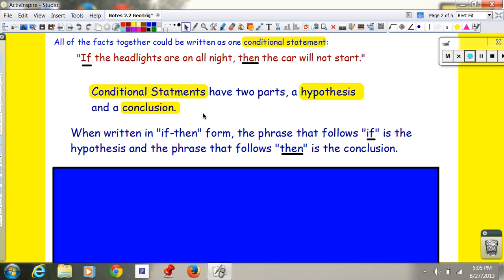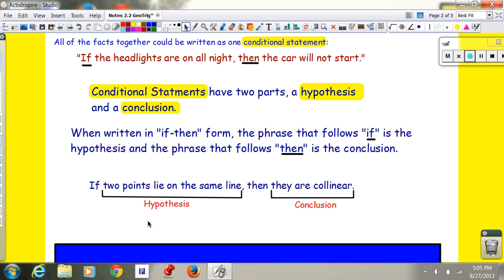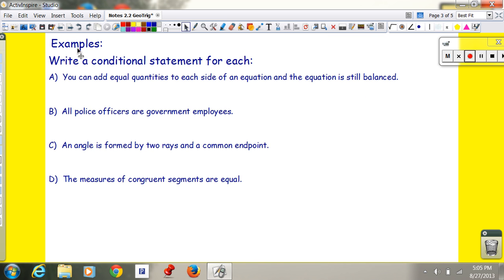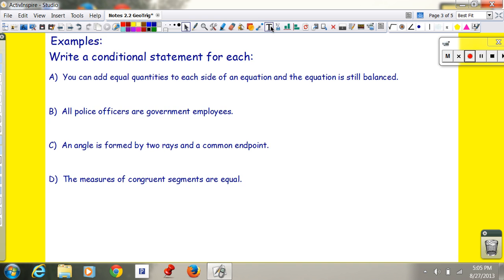If-then statement. So here's an example of an if-then statement. If 2 points lie on the same line, that's our hypothesis. If they lie on the same line, then they are collinear. That's the conclusion. So the phrase that follows the if is our hypothesis. The phrase that follows the then is the conclusion. Again, you can pause at any time if you want to get it copied. Here are some examples. We want to write a conditional statement for each one. So let's look at it.